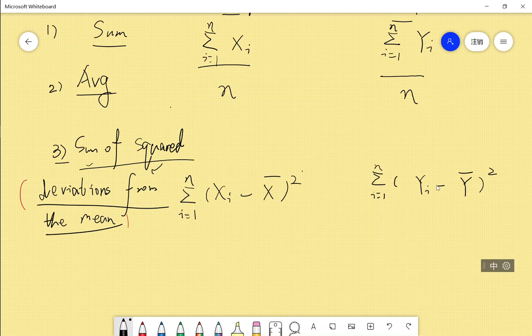And once you got that, you can calculate the variance of x and variance of y. And of course, you square root the variance, and you get the standard deviation of x and y. So fairly simple.